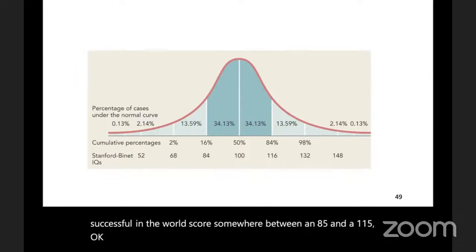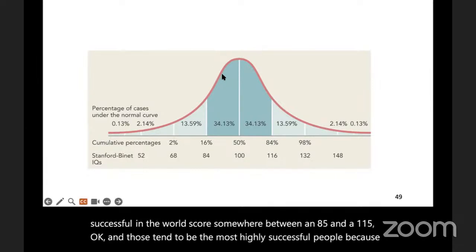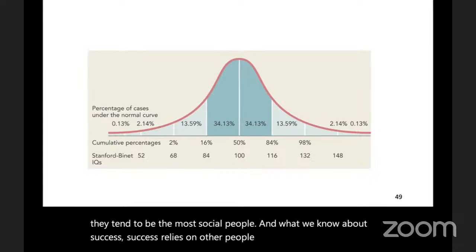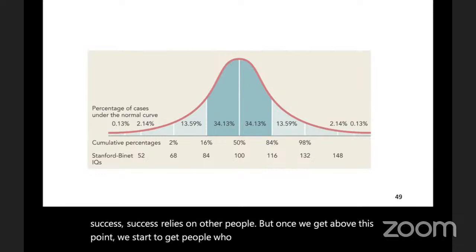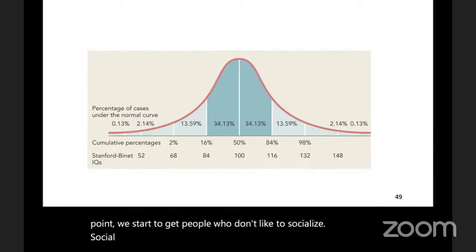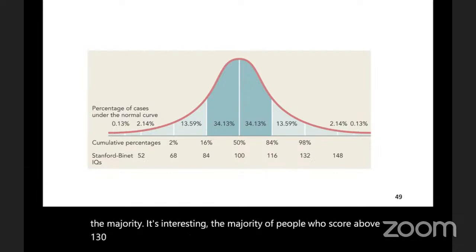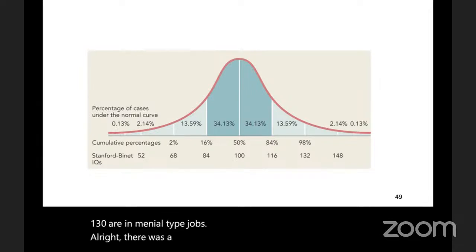Okay? And those tend to be the most highly successful people because they tend to be the most social people. And what we know about success relies on other people. But once we get above this point, we start to get people who don't like to socialize. Socializing is too much for these people. And it's interesting, the majority of people who score above 130 are in menial type jobs, right?